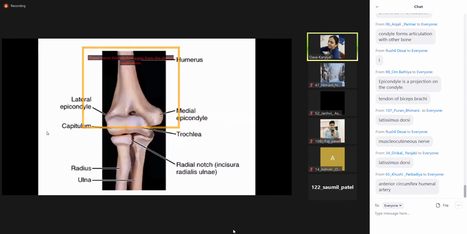Then the articulation of the lower end, see the formation of the elbow joint. Both the upper end of the radius as well as the upper end of the ulna take part in the formation of the elbow joint. It articulates with the trochlea and the head of the radius.